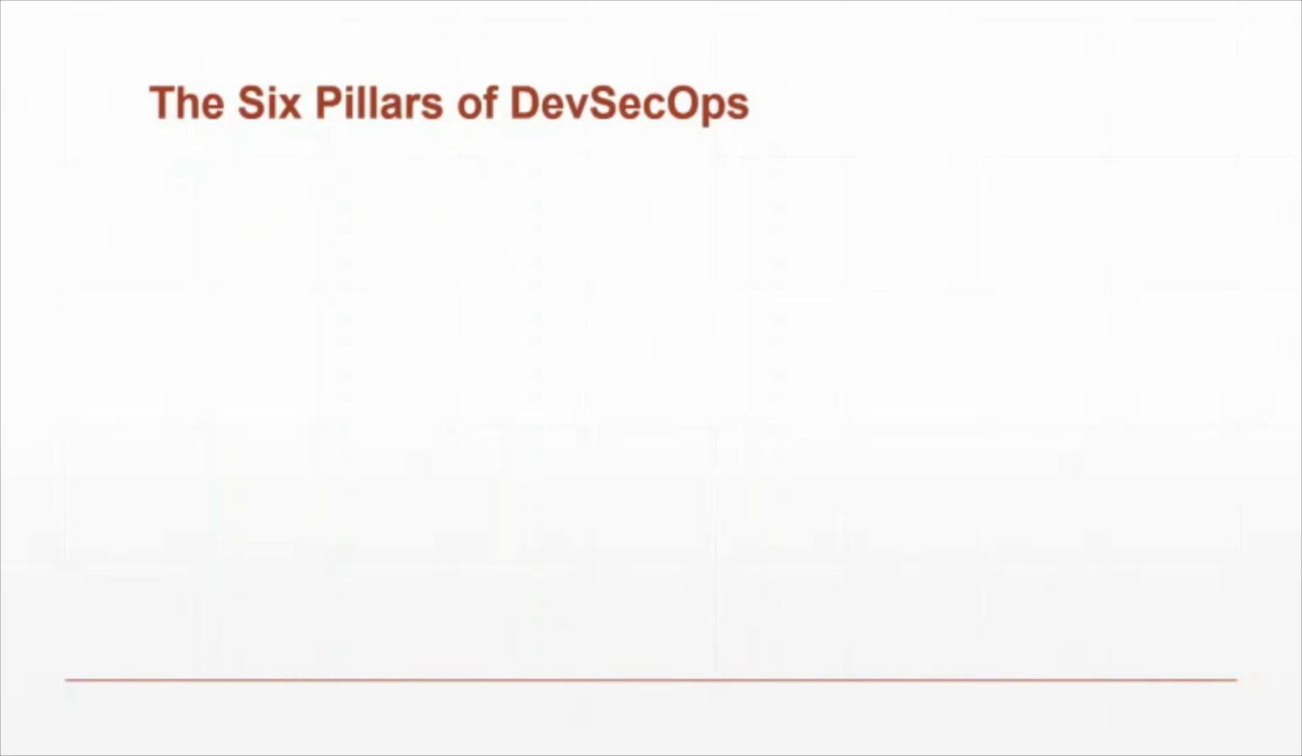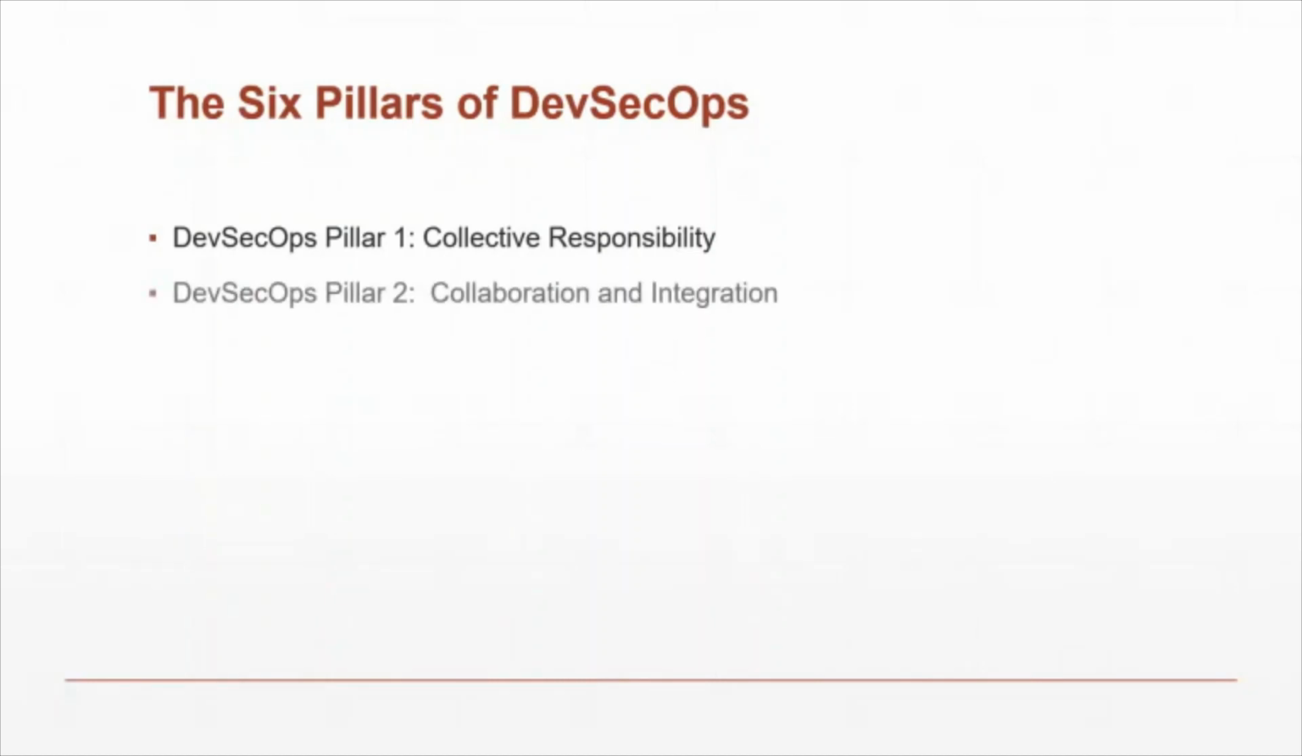The six pillars of DevSecOps. DevSecOps pillar 1, collective responsibility. Everybody has a privacy obligation of their own and needs to be conscious of their responsibility for the security status of the company. The second one is DevSecOps pillar 2, collaboration and integration. For members of all functional teams to report possible anomalies or security concerns, a collaborative culture is important.